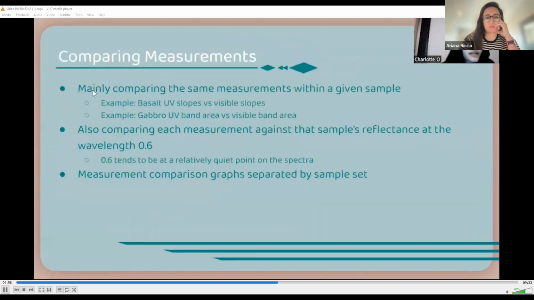Comparing measurements. I'm mainly comparing the same measurements within a given sample. For example, comparing basalt UV slopes to basalt visible slopes, or gabbro UV band area to gabbro visible band area.